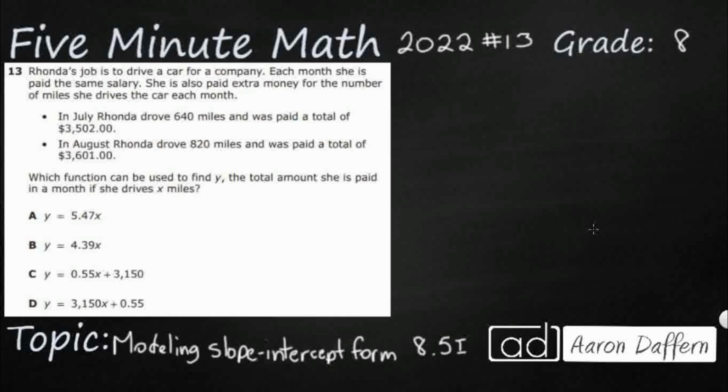Today we are looking at the 8th grade concept of modeling slope-intercept form. This is standard 8.5i in the great state of Texas, and we are using item number 13 of the 2022 released STAAR test. If you haven't done so already, please take a moment to pause the video, work this problem out on your own, unpause it, and we will look at our answers together.